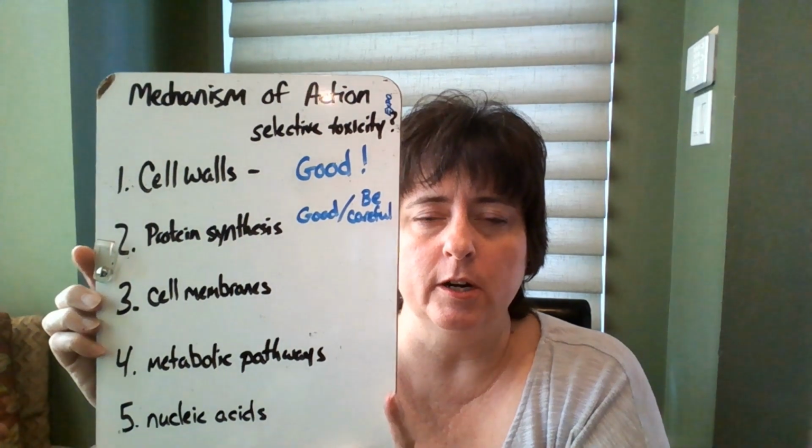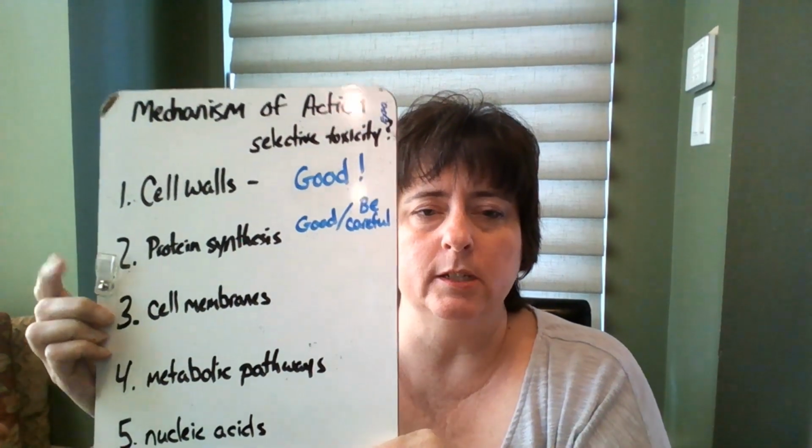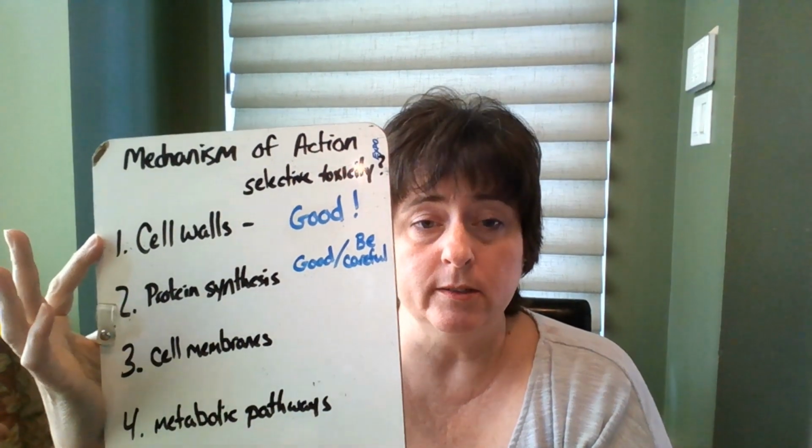This is Chapter 10, which is controlling microbial growth in the body. So basically chemotherapy drugs. We are working our way through mechanisms of action. How do these drugs work? So far we're looking at 5 different categories. We looked at the first category, which is cell walls.